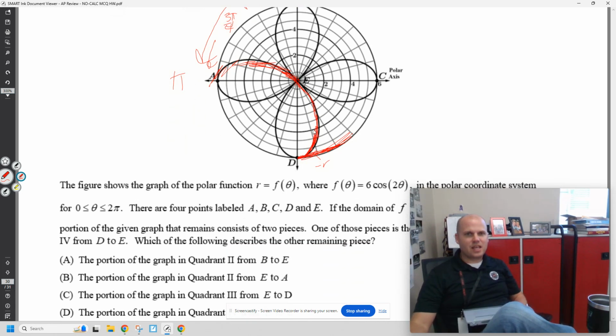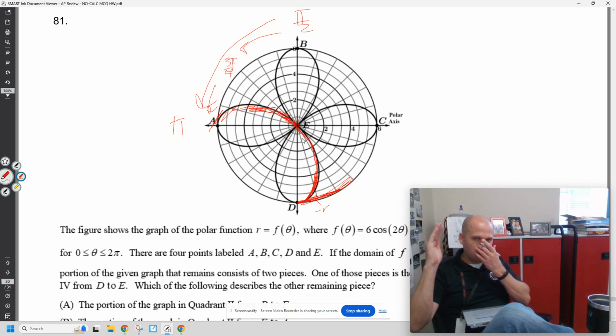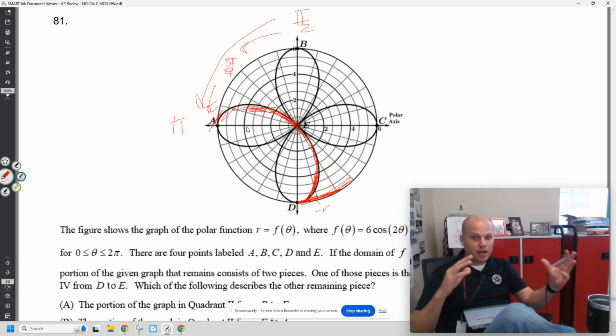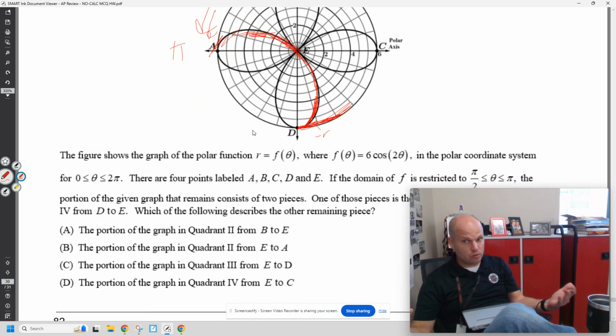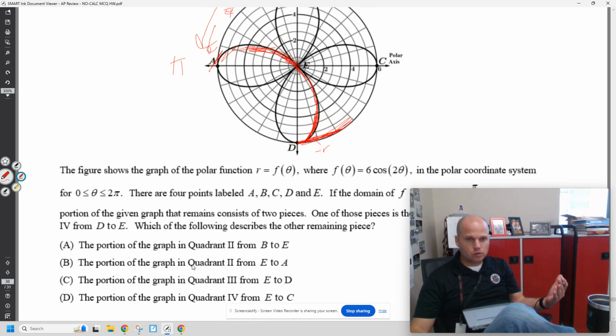You can kind of just see that. You just think about where are your angles, where's your graph? Positive radiuses, negative radiuses. They're telling you you're starting with negative radiuses. So I think it's quadrant 2, e to a. Let's just double check.